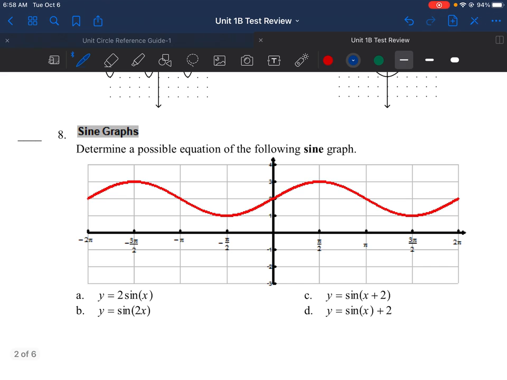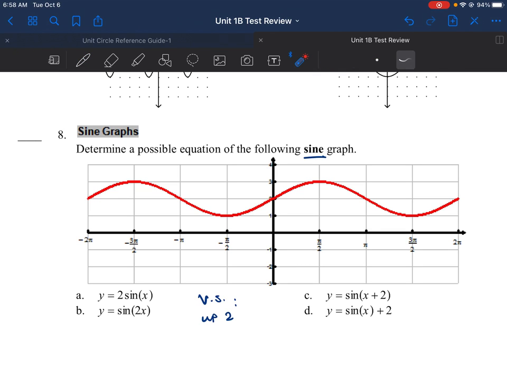Problem number 8, determine a possible equation of the following sine graph. Important that we recognize that it's a sine graph. So we know that sine passes through the origin, and origin being right here, notice that if we simply shifted whatever point was at the origin up to, this is where it would fall, and then we can see the shape of the sine curve right there. So it looks like the only thing that has happened is a vertical shift up 2.